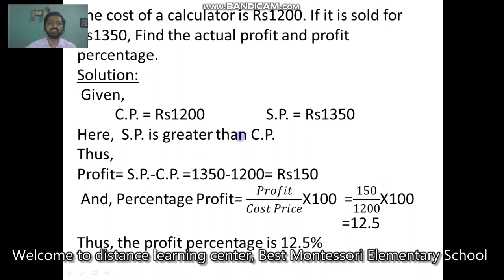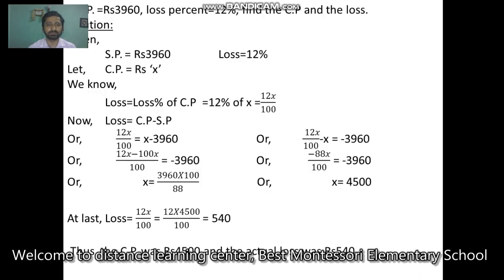Here SP is greater than CP. If SP is greater, then obviously there is profit. Now use the formula to find the profit and profit percentage. It's very easy. Look here, percentage profit is 12.5, and in the language we can write it: the profit percentage is 12.5. If we write the percentage sign on both sides, they cancel each other and it will not be a percentage, just a number.